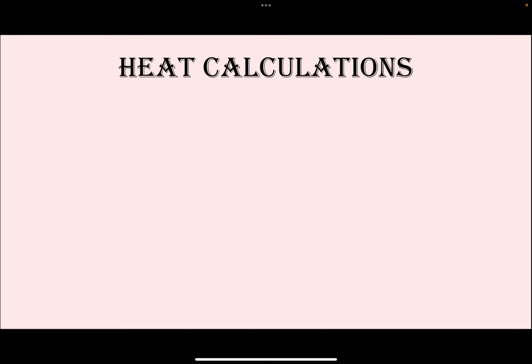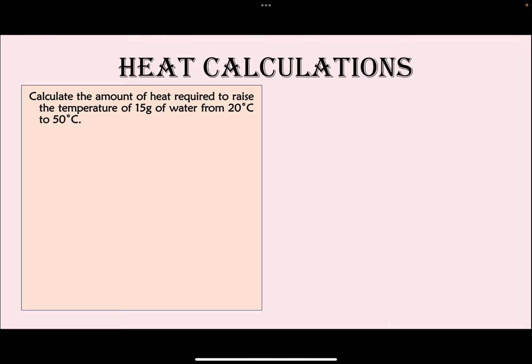So let's look at some examples of the heat calculations to make sure that we are all okay with the heat calculation problems. So here they're asking us to calculate the amount of heat required to raise the temperature of 15 grams of water from 20 degrees Celsius to 50 degrees Celsius. So because you see a change in temperature, that tells you that we can use the Q equals MCΔT equation, right? So we are given the mass of water. So this is the mass of water.